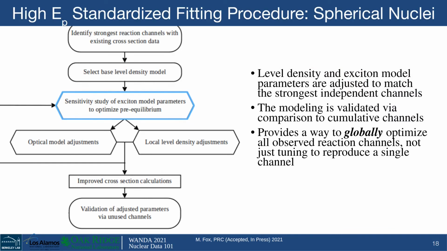Now that we have introduced some of the core concepts and models used in reaction modeling, let us turn our attention back to the problem of parameter adjustment for modeling codes. Rather than blindly adjusting individual parameters based on cross-section data for a single channel, it is possible to instead develop a standardized framework to specifically go about improving predictive power for high excitation energy reactions.